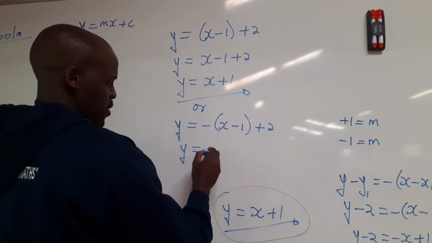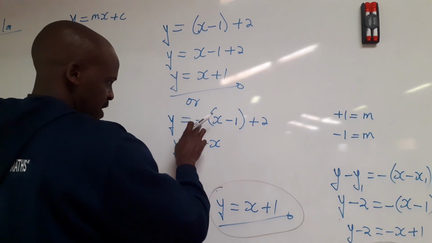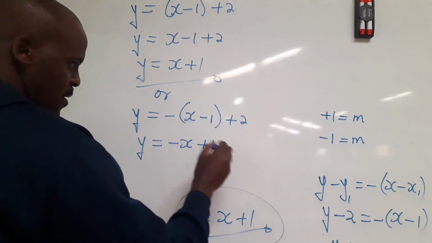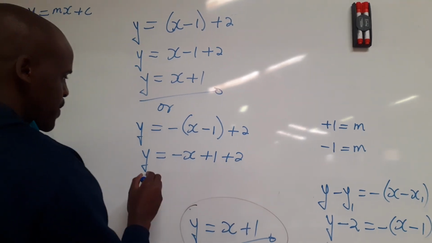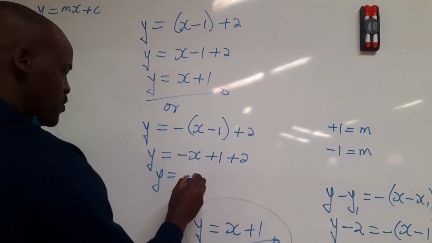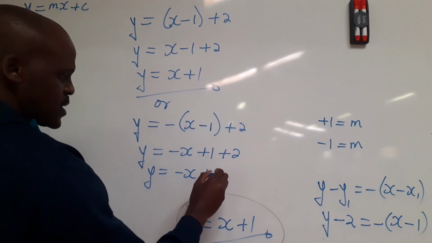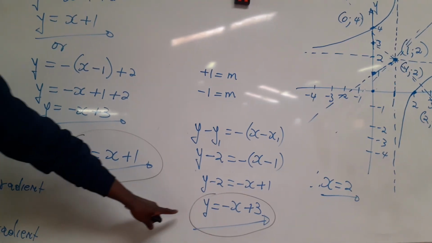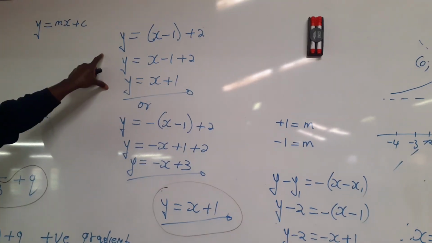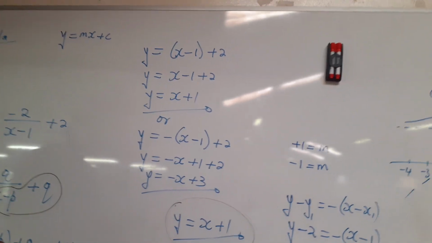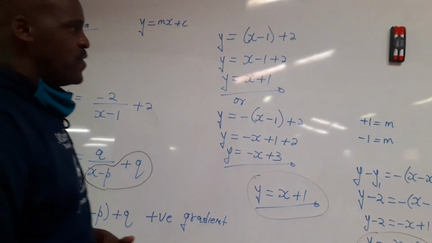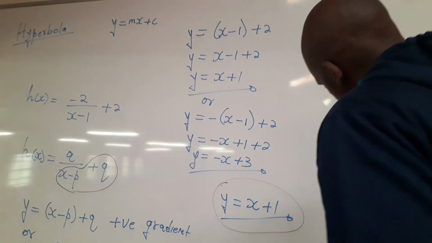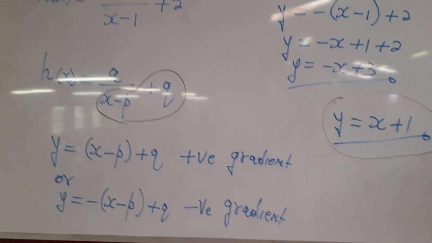Therefore, our y will be equal to negative x, negative times positive, negative, it will give us positive 1 plus 2. Therefore, our y will be equal to negative x plus 3. So it's one and the same thing. But this one is simpler, but you can use any to find the equation for the axis of symmetry.